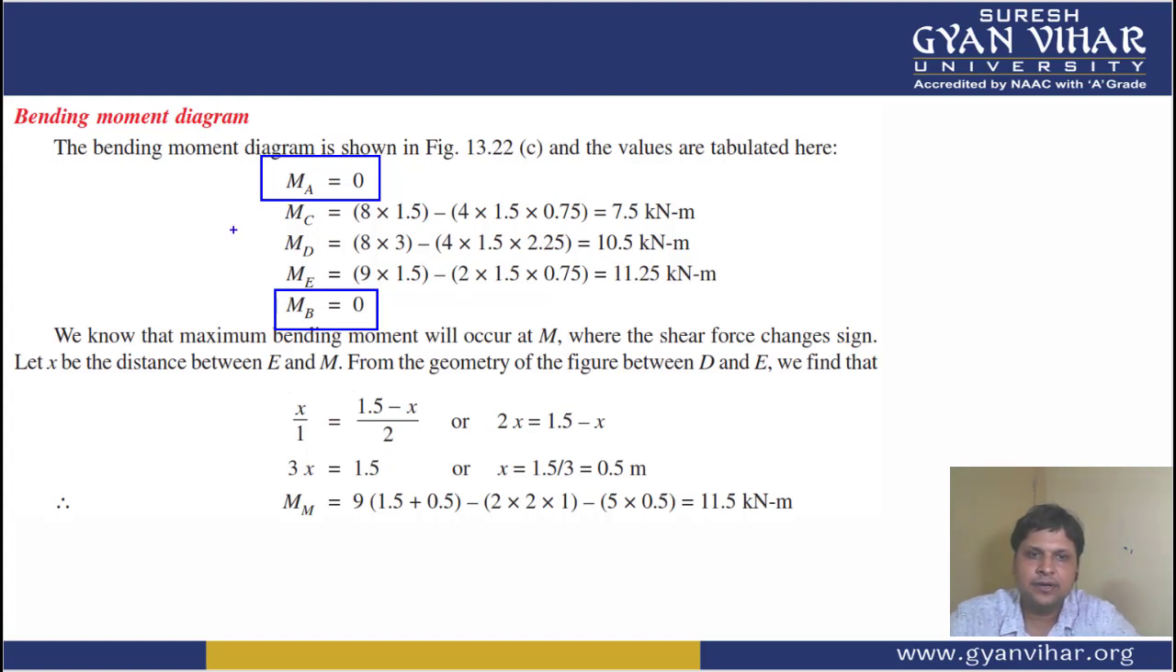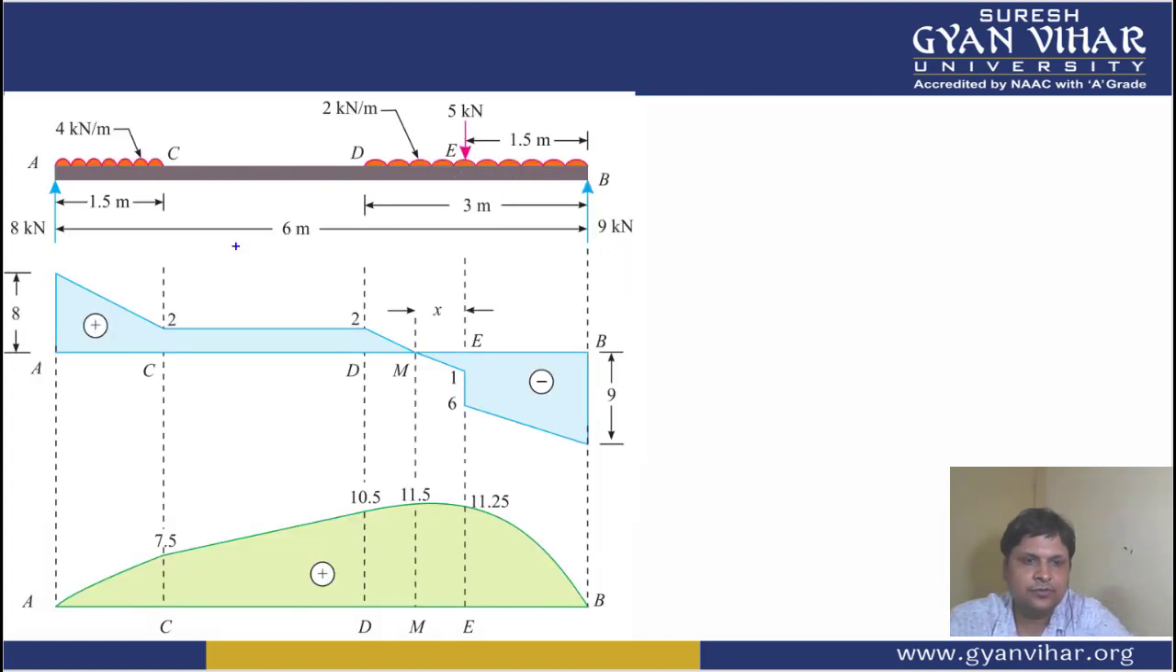So at C, when you will consider the moment at C, students, then for that you will use the load 8 kilonewton into its distance, that is 8 into 1.5, that is 12. 12 is going in the clockwise direction, will be considered as positive, but 4 kilonewton per meter is going in the anti-clockwise direction with respect to point C. So 4 kilonewton load and its 4 into 1.5 is the point load, and it will be considered at the center.